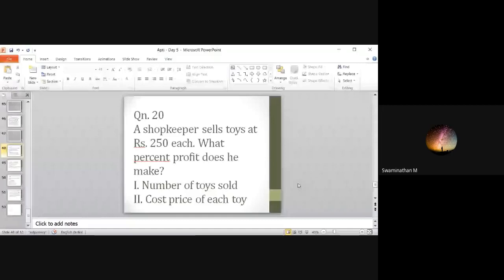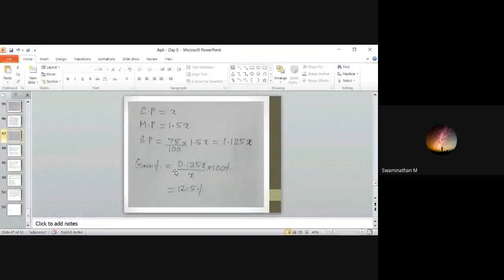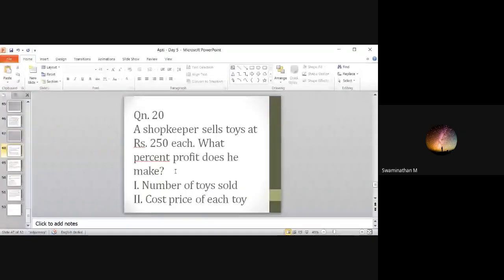So data sufficiency. Profit and loss problems can also be asked in data sufficiency. A shopkeeper sells toys at rupees 250 each. What percent profit does he make? Which of the following two is needed, or both are needed, or nothing is needed?